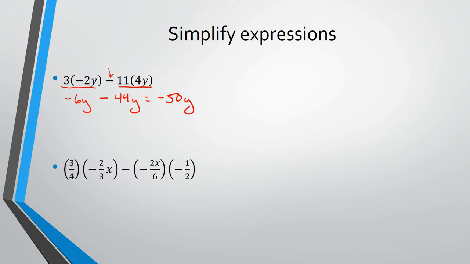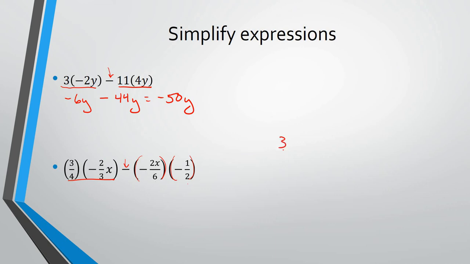All right, let's try this one. 3/4 times negative 2/3 x, minus, subtraction in the middle, a negative 2x over 6 times a negative 1/2. You notice that once it's in parentheses, that becomes a negative sign, not a subtraction. So the first multiplication I have is 3/4 times negative 2/3.